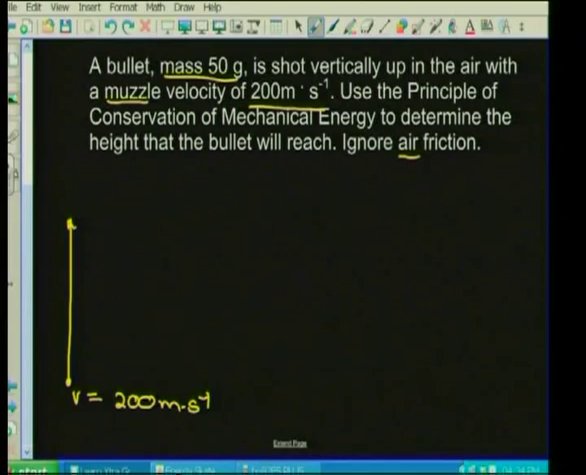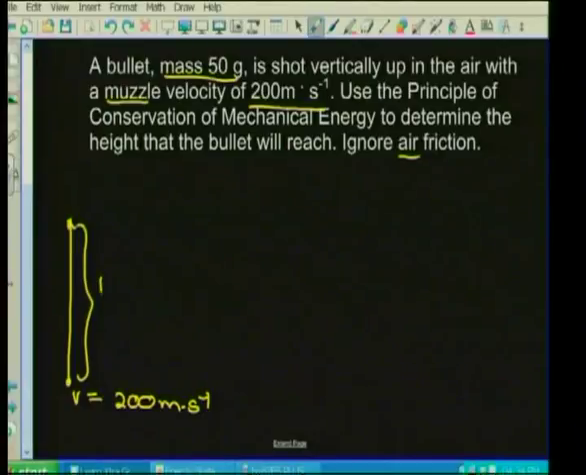Ignore air friction. Now remember that the bullet's going to go up in the air, and then eventually it's going to stop because it slows down, and then it comes back down. They just want to know what is the height that it reaches. What they need you to recognize is that the final velocity will be 0. That's important. So how do we set this out?